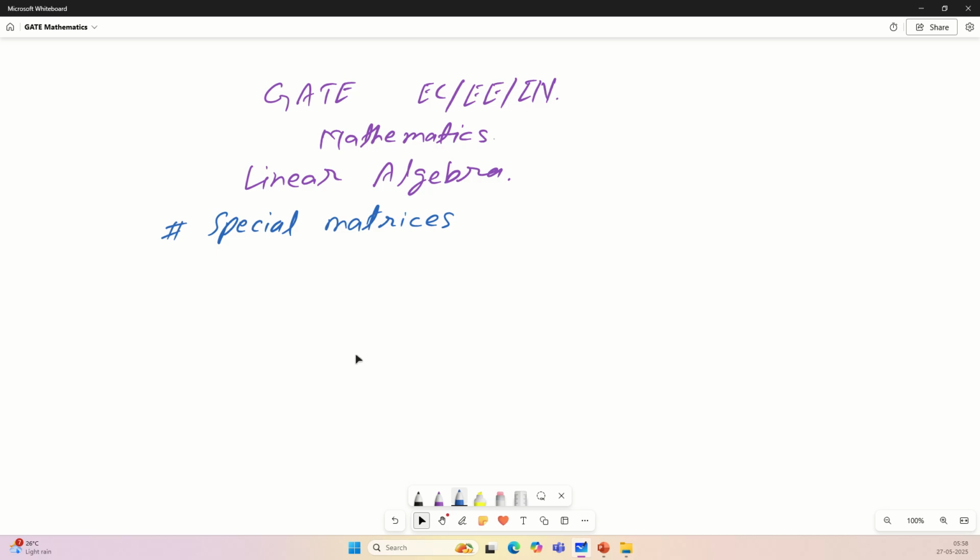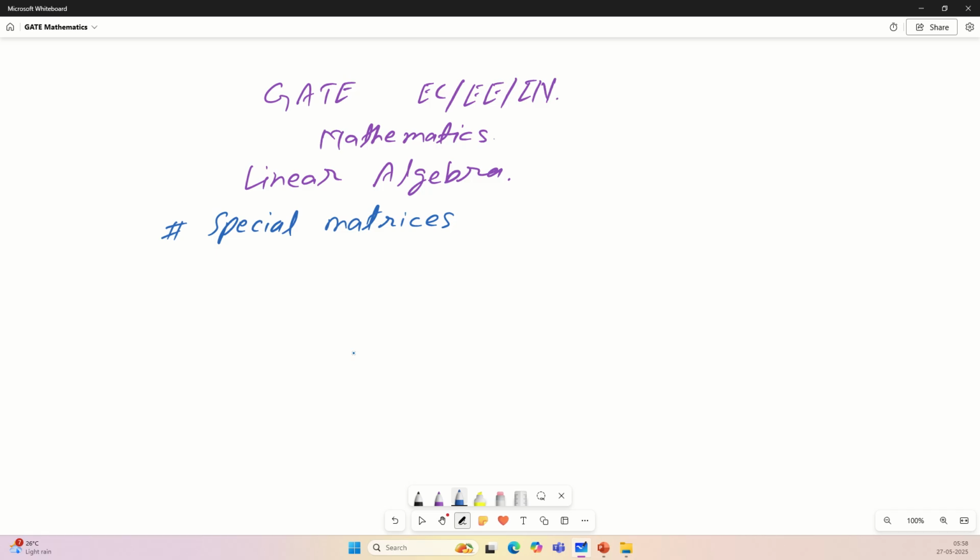Then we have also identified how to get the rank of a matrix, or how to find the eigenvalues, eigenvectors, then the Cayley-Hamilton theorem. There are various things that we have seen about matrices. This is going to be the last topic of matrix algebra.